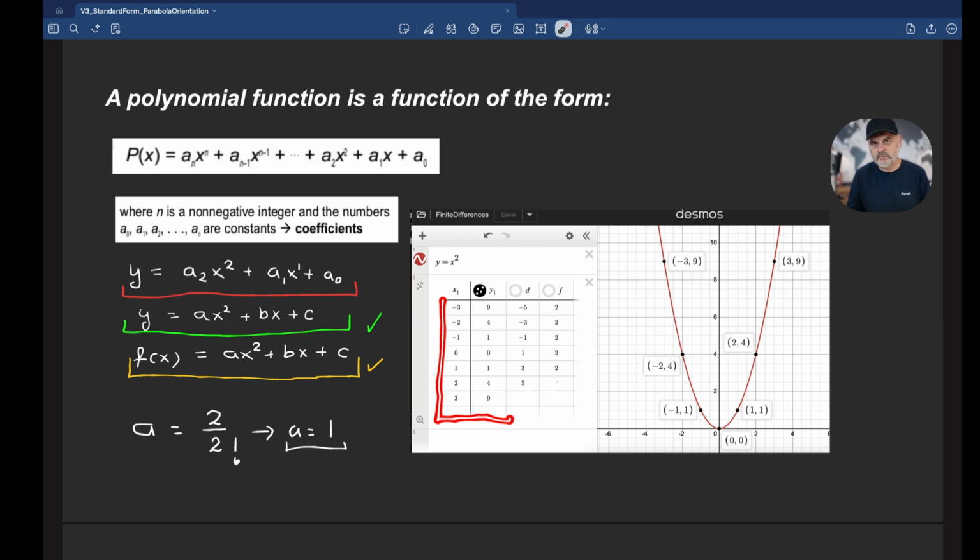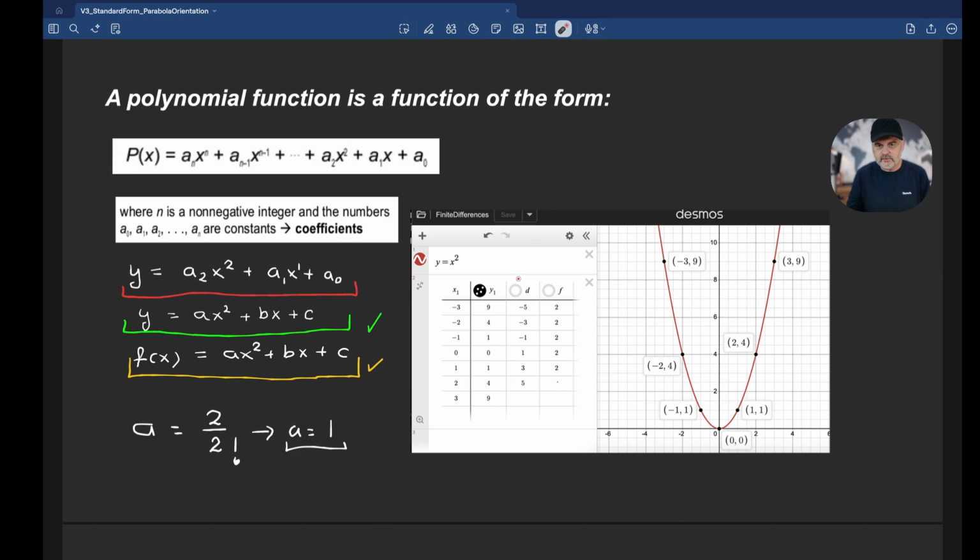So x ranges from -3 to +3, and the y values go from 9 down to 0 and back up to 9. Then we do the first differences. This is the column where you find the differences between two consecutive values of y. You start with the second minus the first entry: 4 minus 9 is equal to -5. Then 1 minus 4 is equal to -3, then 0 minus 1, and so forth. Finally, the last difference will be 9 minus 4, which is equal to 5.